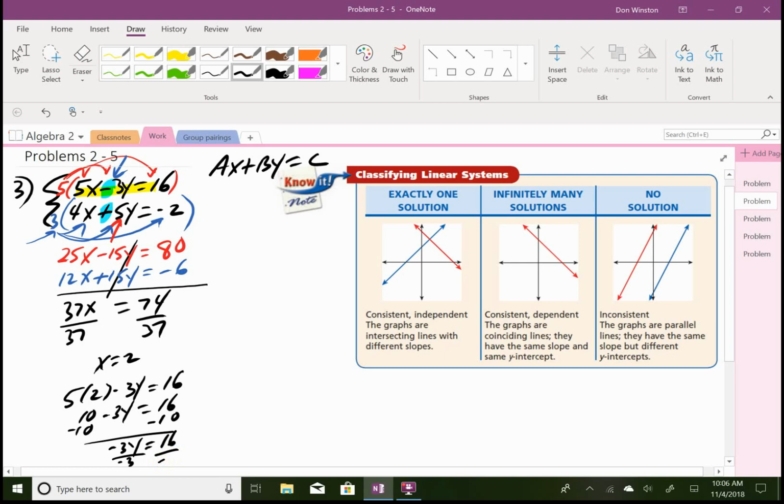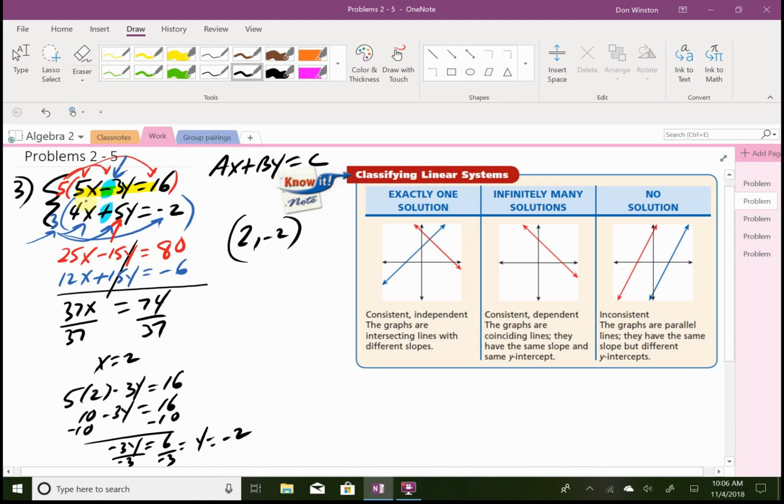Oops, I'm sorry, so that's 16 minus 10 is actually 6, not 16. So 16 minus 10 is 6. So we divide 6 by negative 3, and we get y is equal to negative 2. Okay, so our solution here, we got x was equal to 2 and y was equal to negative 2.